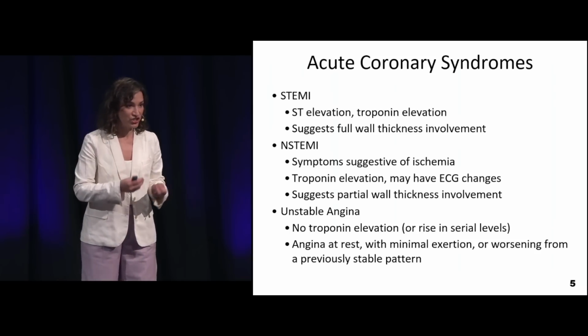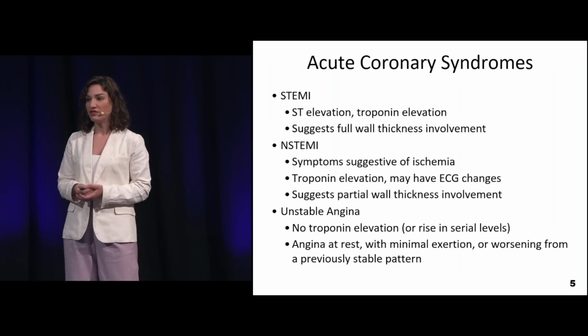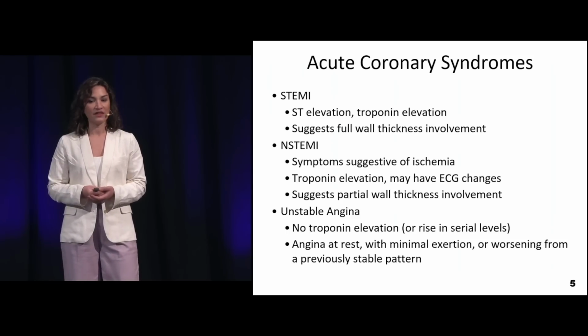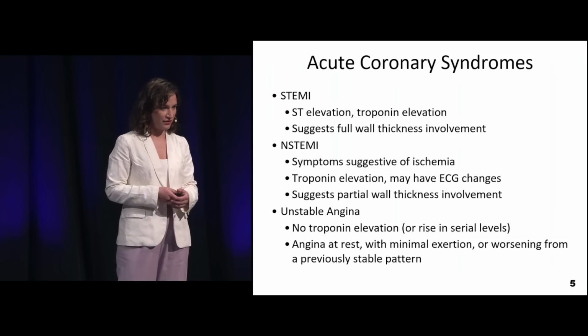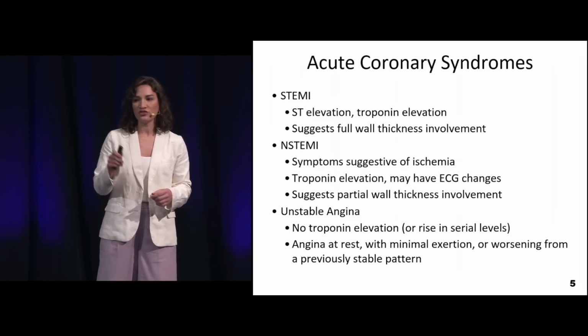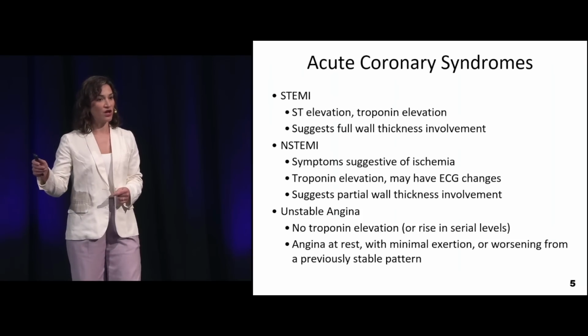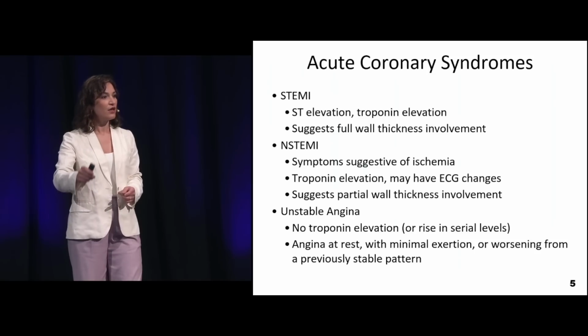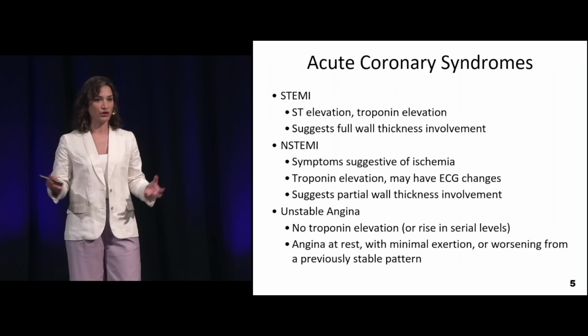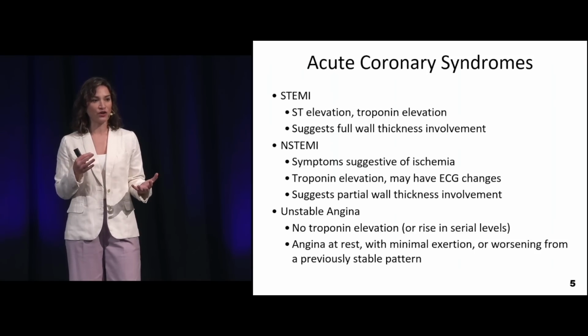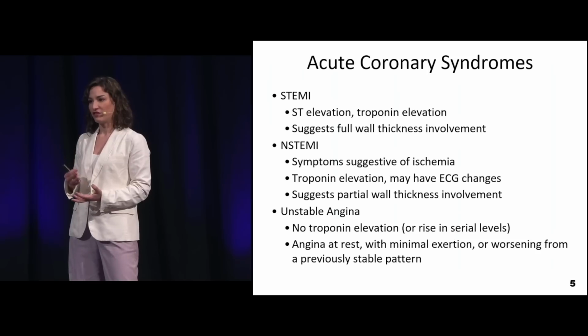And again, traditionally, what we thought of when we diagnosed someone with an NSTEMI is that this was maybe partial wall thickness involvement. Now, I want to just pause here and talk about a change. We're having a change in terminology and the way that we think about people coming in with acute coronary syndrome. Has anyone heard of the OMI manifesto?